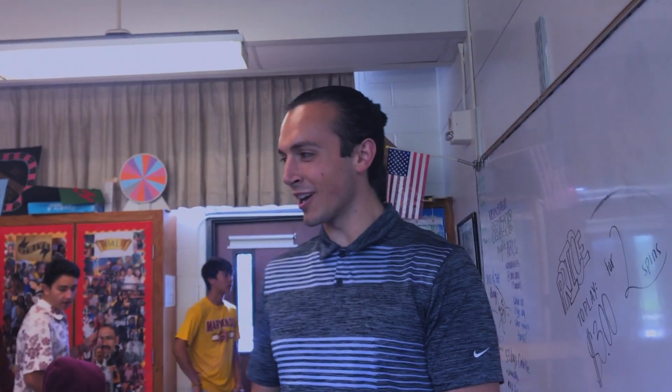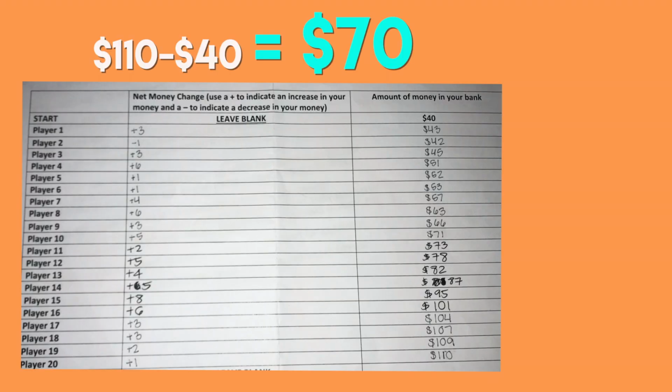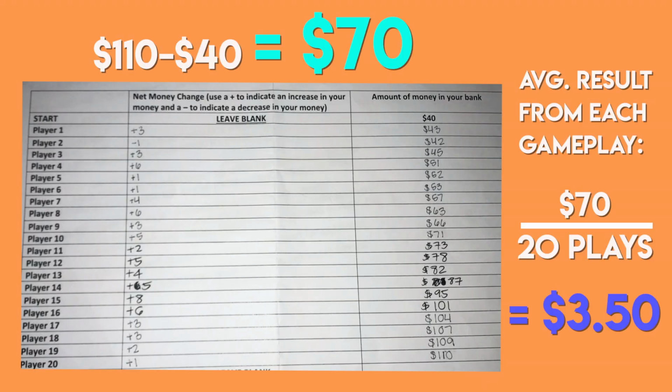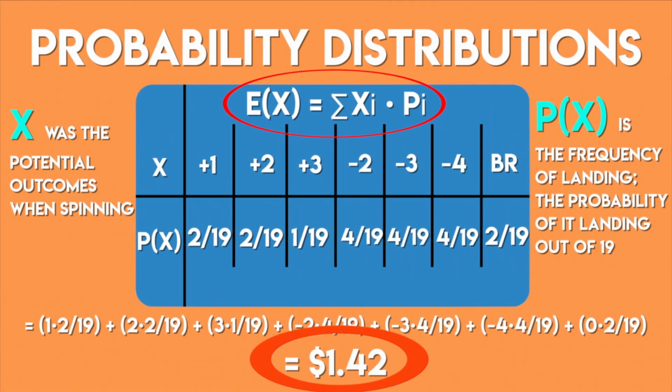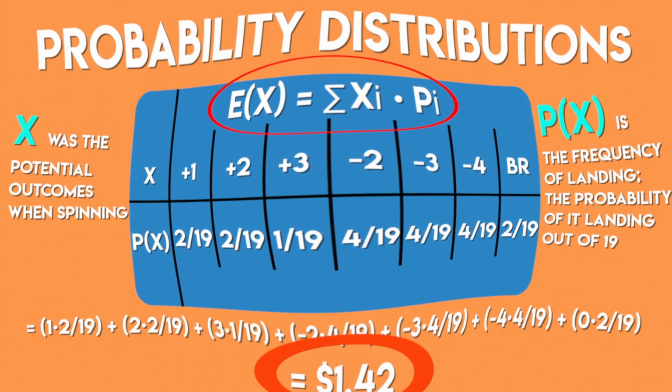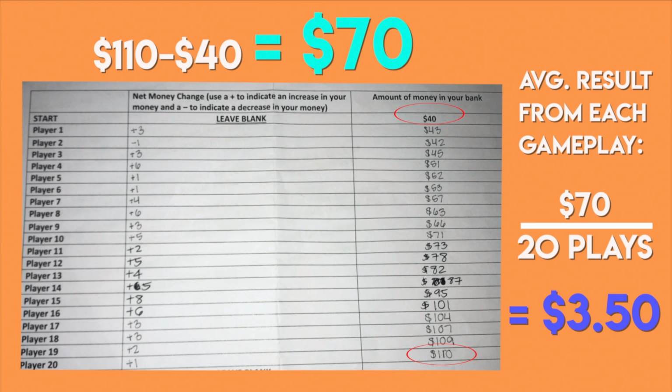On casino day, after 20 plays, we made a net gain of $70. This can be found by getting our final amount of $110 minus our initial amount of $40. If you recall, our expected value was less than $2. Our experimental earnings per play nearly doubled, coming in at $3.50.